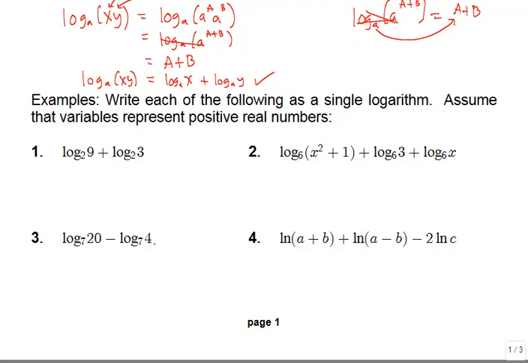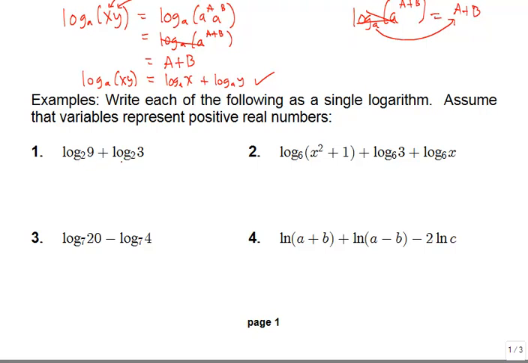In this set of problems, what's common is that you've got many logs and you're trying to consolidate them down to a single log. So you're trying to simplify these expressions. If we take a look at this first one, we have log base 2 of 9 plus log base 2 of 3. The fact that they're both base 2 is very important because otherwise we wouldn't be able to do anything with this problem.